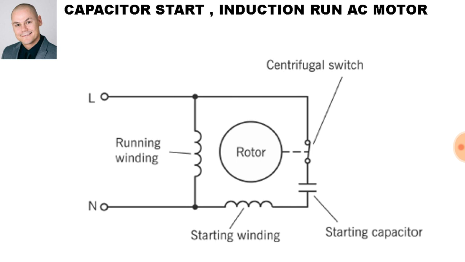Now, during the start cycle, as soon as the rotor reaches about 75% operational speed, the centrifugal switch will de-energize and cut out the start capacitor and start winding.